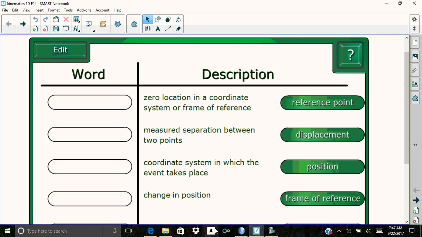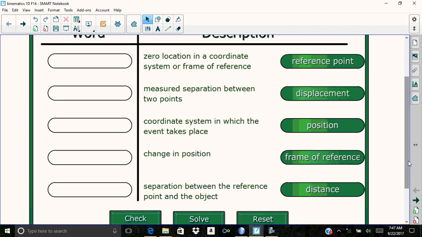Okay, let's go ahead and go over some definitions or some vocabulary for this unit. The first one we're going to go over is reference point. So if you look on the list, we have zero location in coordinate system or frame of reference, measured separation between 2 points, coordinate system in which the event takes place, change in position, separation between the reference point and the object. Okay, so the reference point would be the 0 point.